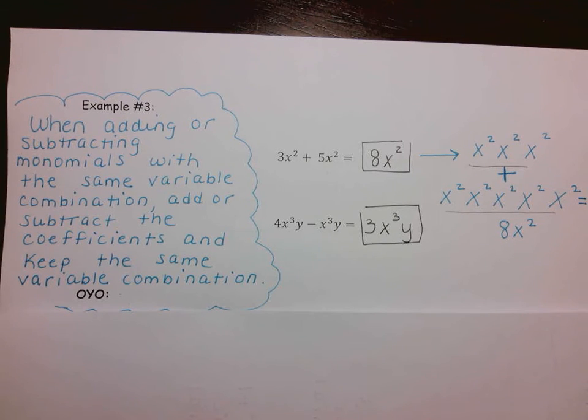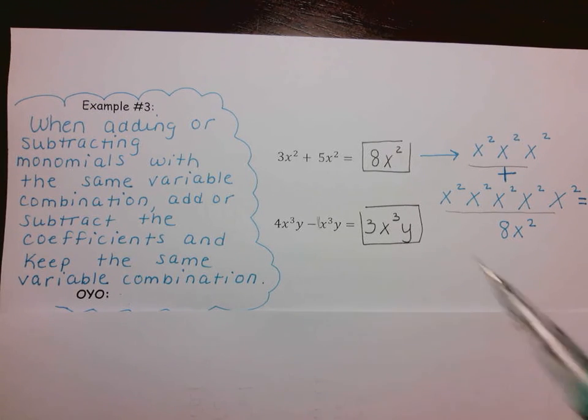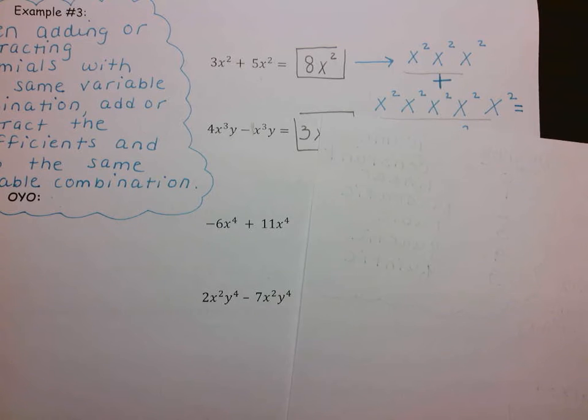So in the next example, 4x to the third times y minus 1x to the third times y is going to be 3x to the third times y. Remember, if there's nothing there, it's a 1. If there's no coefficient written, the coefficient is 1. Now go ahead and hit pause and add or subtract these monomials.